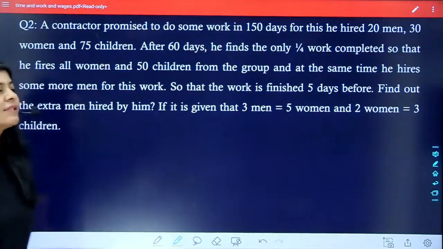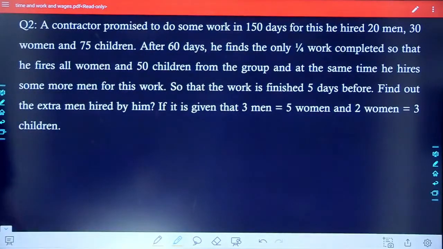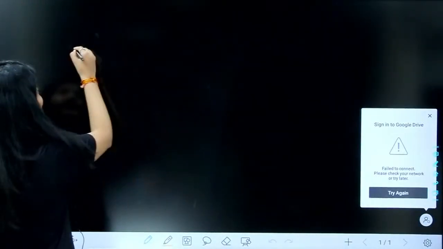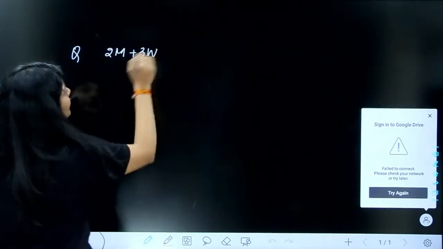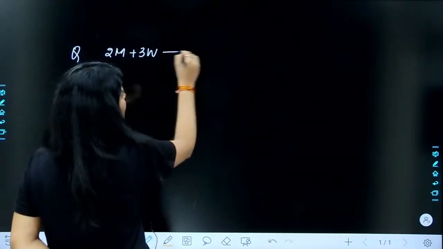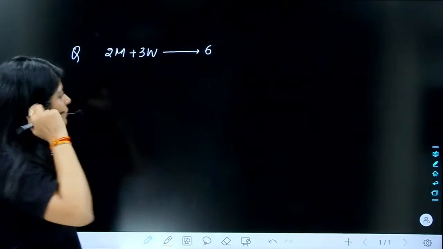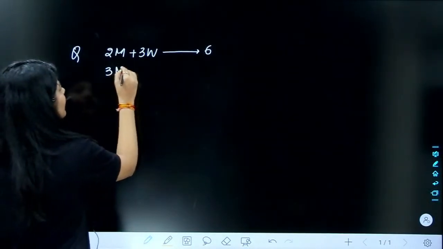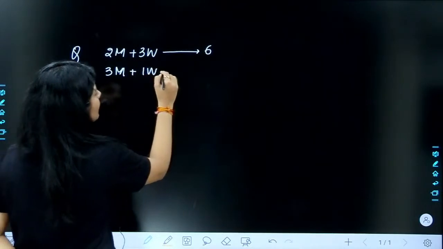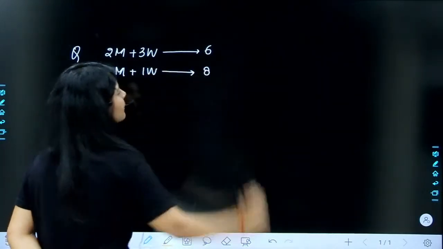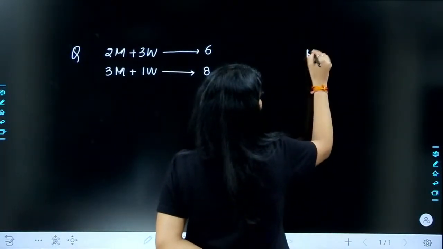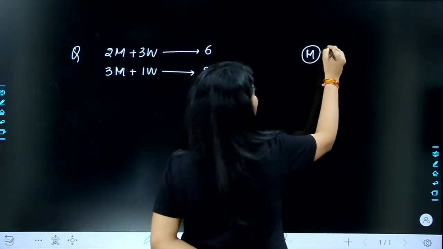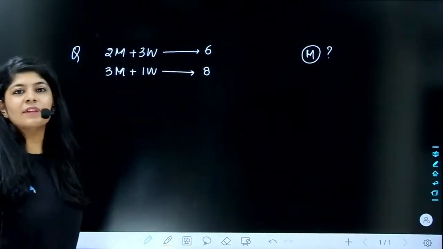So whenever we have such type of question in which we have a variation of men and women, we can solve that type of questions. Let's take an example: 2 men and 3 women can do some work in 6 days, and 3 men and 1 woman can do the same work in 8 days. Now we have to find out how many days are required if the same work is done by just a single man. So we have this type of question.